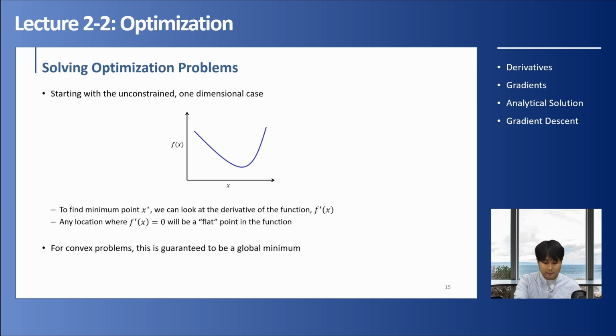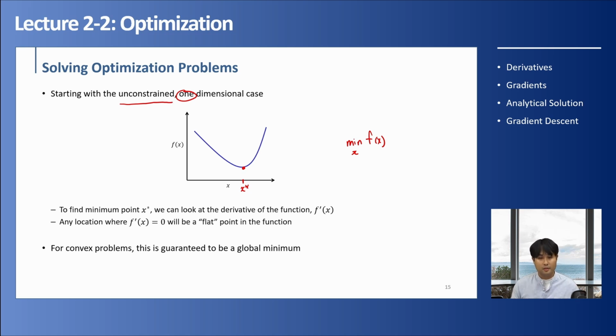So assuming we have a one-dimensional optimization problem, our goal was to find the value of x that minimizes the value of f of x. So if we formally write this, our goal is to find the value of x that minimizes f of x. And here, since we're considering an unconstrained case, we simply have to find the value of x that satisfies this condition.